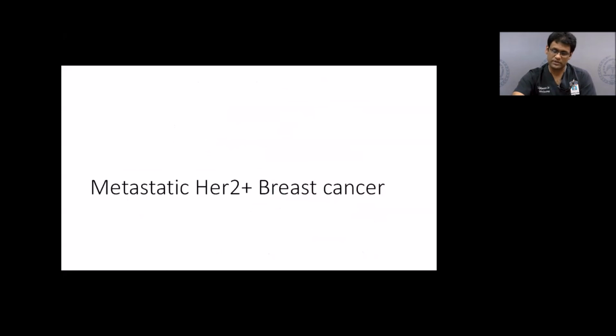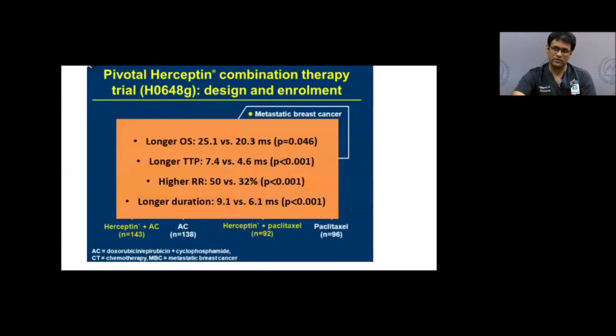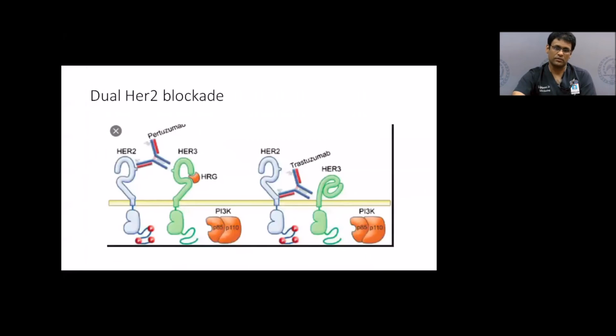For HER2 positive breast cancer, the number of options has been expanding. As you know, the use of trastuzumab significantly improved outcomes for HER2 positive breast cancer, and the use of trastuzumab resulted in longer overall survival, time to progression, and has become the standard of therapy for HER2 positive breast cancer in all lines.